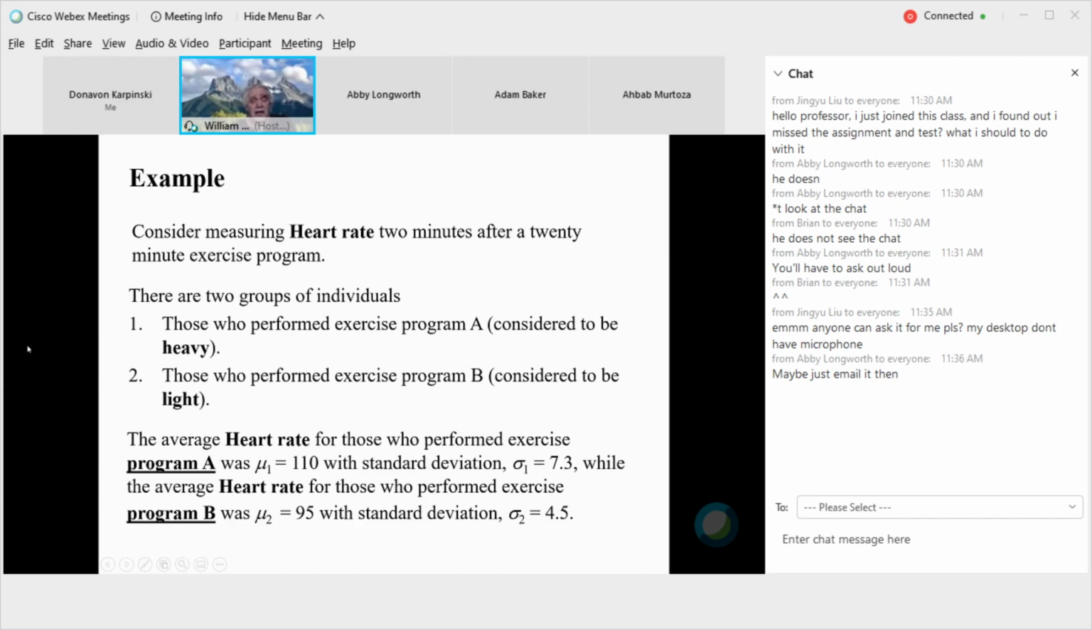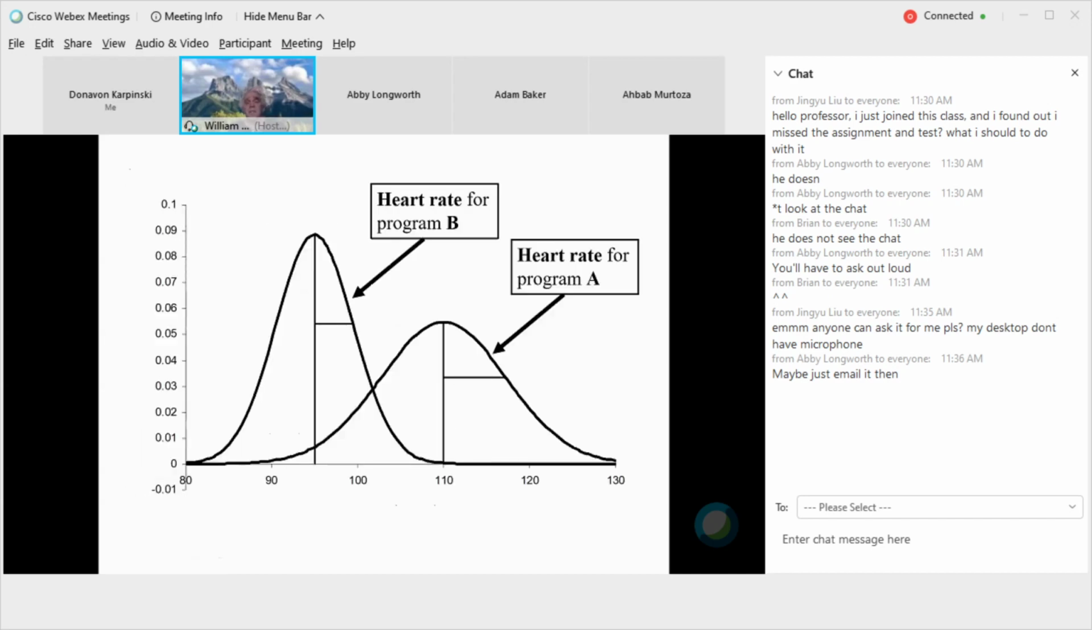For those who performed the light exercise program, the heart rate 2 minutes after has a mean of 95, standard deviation 4.5. So there are the two distributions where heart rates are coming from. These are the ones who did program A, the heavy exercise program. It takes them a longer time to reduce their heart rate. There's the heart rate for those who performed the light exercise program, that's B.